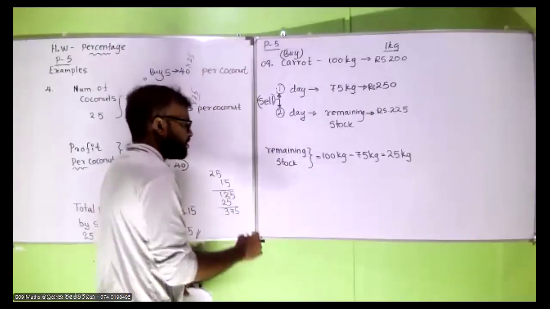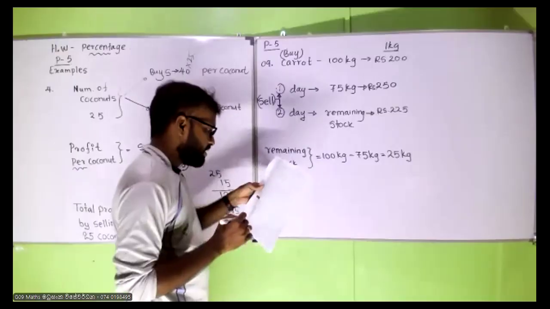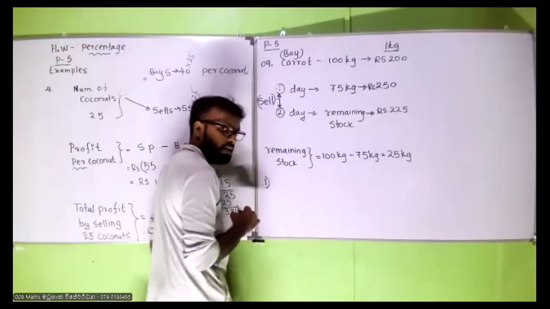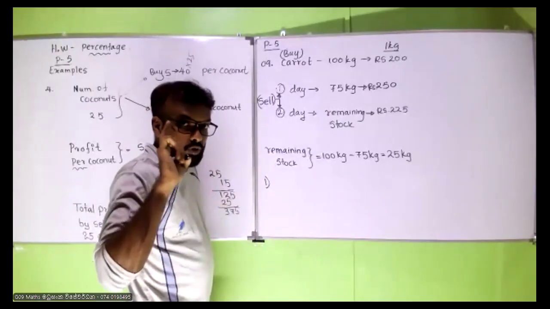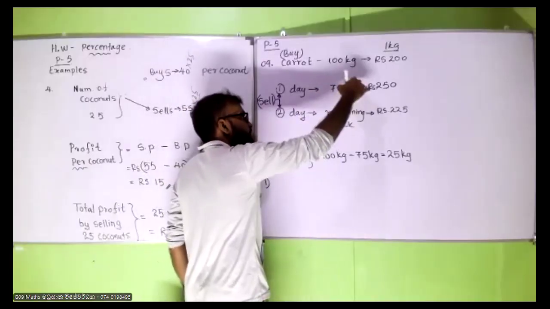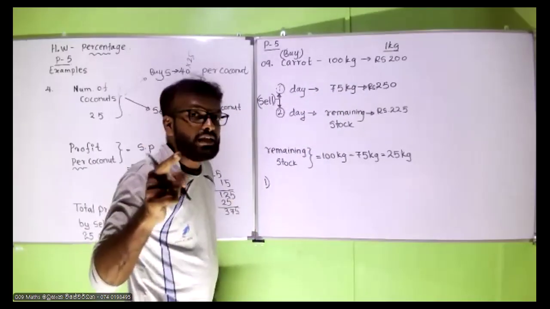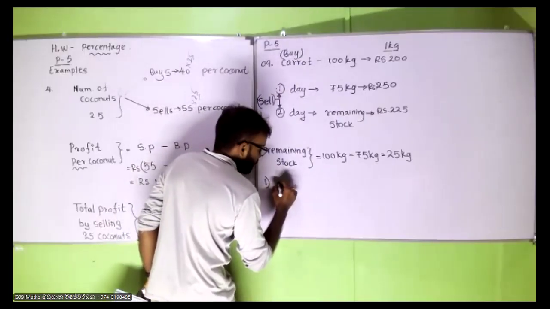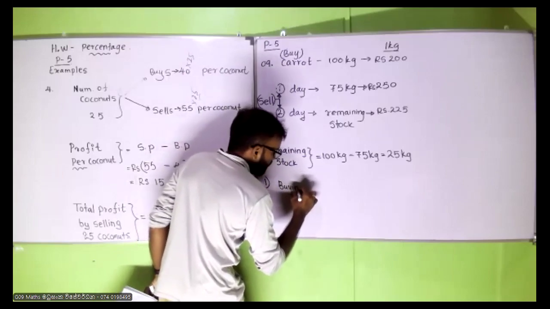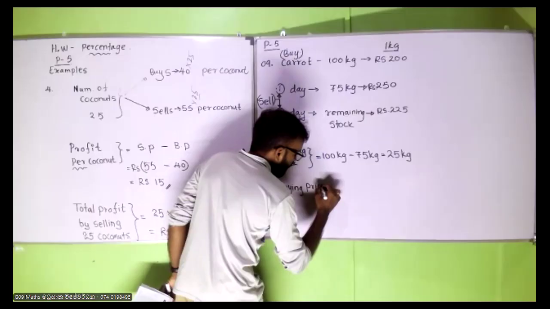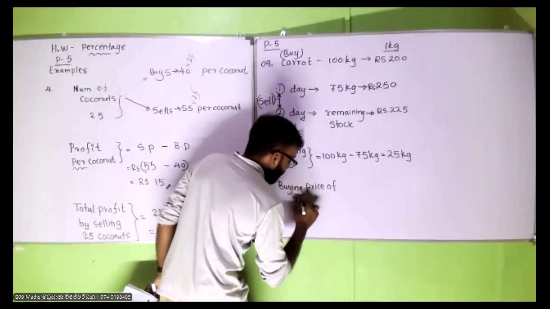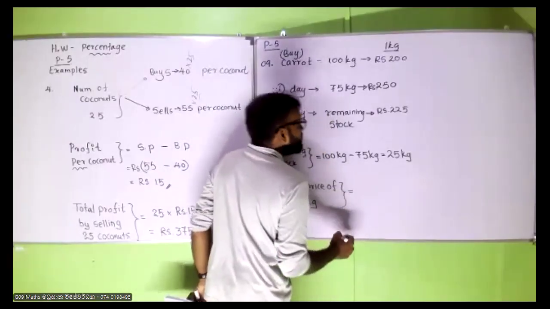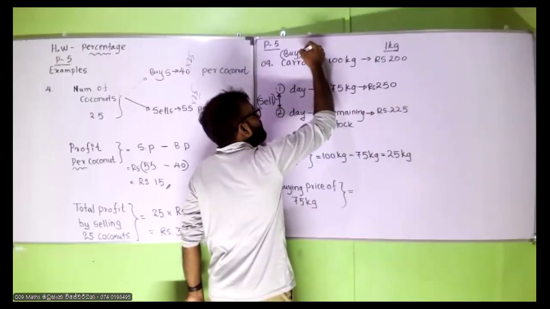So for the first one, they are asking to find the profit the seller earned each day. So I have to find the profit of the first day, right? For that, you need to calculate the buying price of 75 kilograms, because he is selling the same 75 kilograms in the second day. Right? So now I am going to calculate the buying price of 75 kilograms.